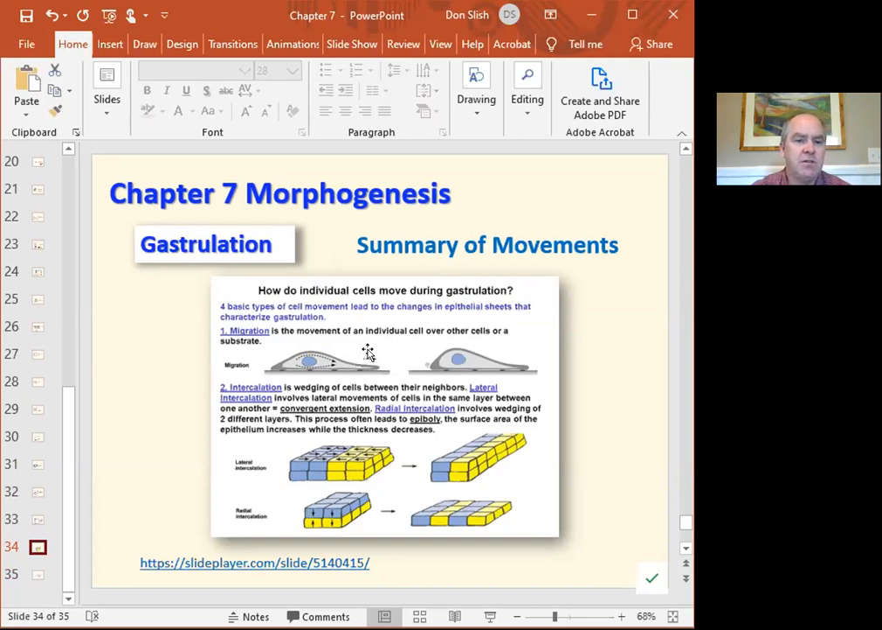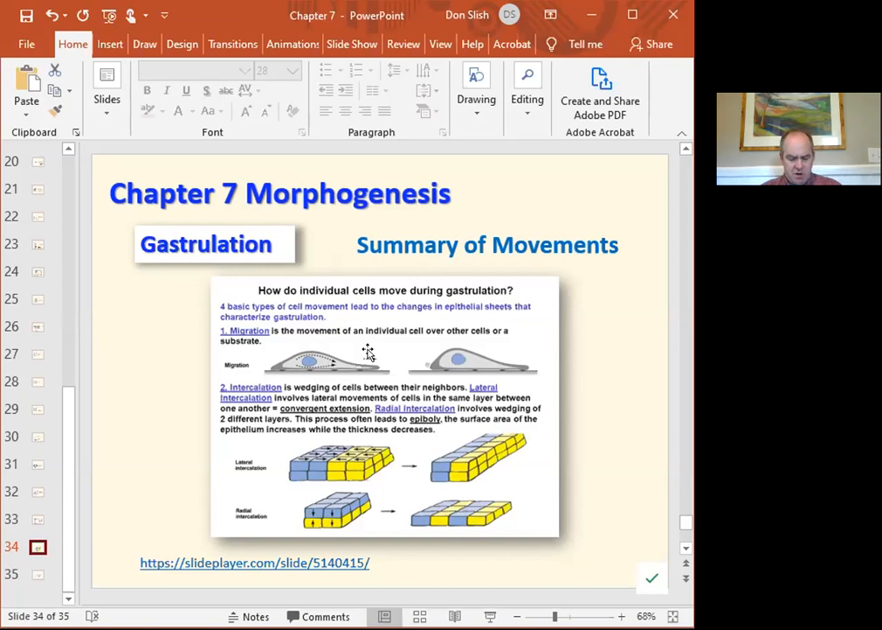Intercalation, we've talked about this several times. You've got cells that are just sliding past each other, and that causes your convergence and extension. And you've got two different types, the lateral intercalation, which happens whenever you're getting a longer structure, like that notochord we talked about today, that was convergence and extension. The primitive streak was that intercalation type.